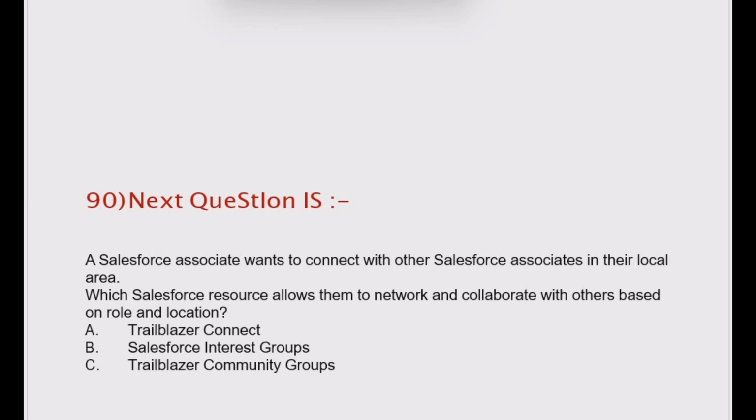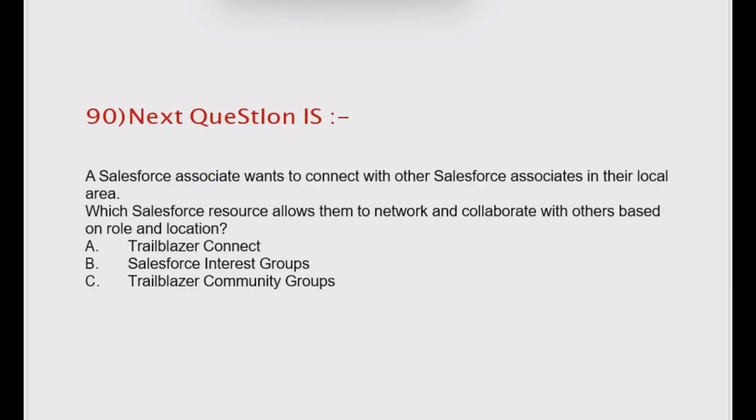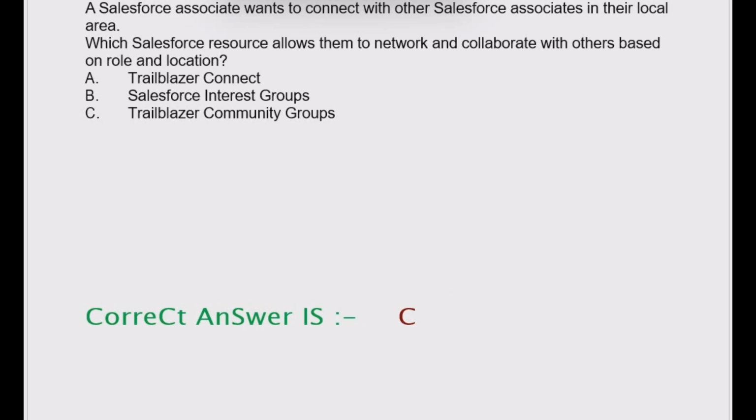Question is, a Salesforce associate wants to connect with other Salesforce associates in their local area. Which Salesforce resource allows them to network and collaborate with others based on role and location? Option A, Trailblazer Connect. Option B, Salesforce Interest Groups. Option C, Trailblazer Community Groups. Correct answer is option C.